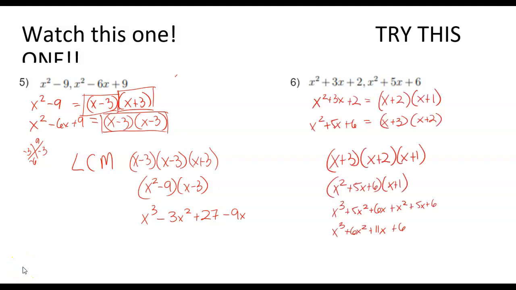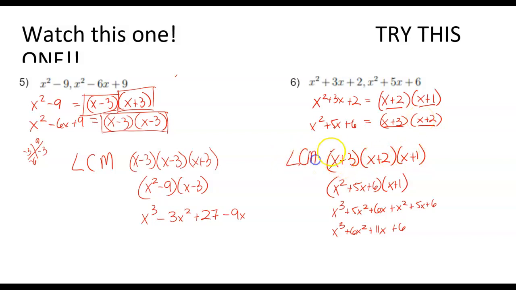Okay, so number 6, after factoring both quadratics, you're going to end up with an x plus 2, x plus 1, and an x plus 3 and an x plus 2. Now I want to take the greatest number of each factor. I have 1 x plus 2 in the first one, 1 x plus 1, and an x plus 3 and an x plus 2. So the greatest number of each one of these factors is just 1. I'm going to have an x plus 3, an x plus 2, and an x plus 1.